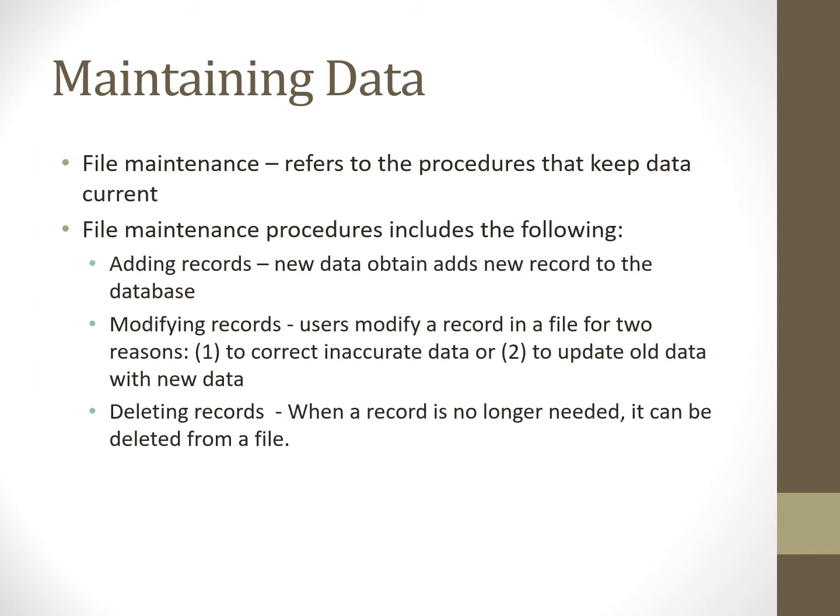File maintenance refers to the procedures that keep data current. So we want to make sure that data is current. Otherwise, the database administrator or the system itself can perform purging. The data are purged or deleted when they are no longer required, or when it is safe to delete them. Of course, procedures also involve adding records and modifying records. Modifying doesn't mean changing it into something bad, but correcting inaccurate data and making sure that old data are updated. Deleting records must also be there, so records that are no longer needed can be deleted.